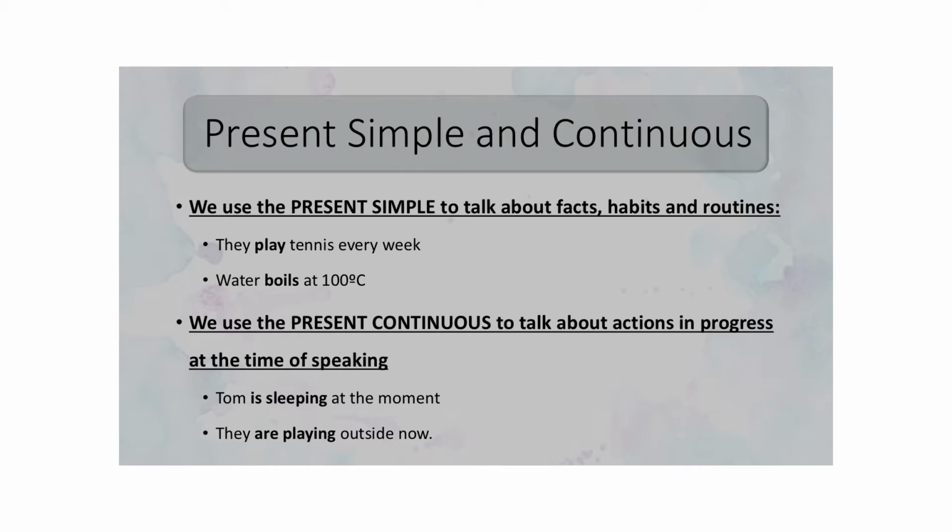And when do we use the present continuous? To talk about actions in progress now, while we are speaking. So Tom is sleeping at the moment, but even if we don't include at the moment, if I say Tom is sleeping, I will understand that it is happening now, okay? And here is the same, they are playing outside now. If we just say they are playing outside, we understand that they are playing outside now, at this moment.